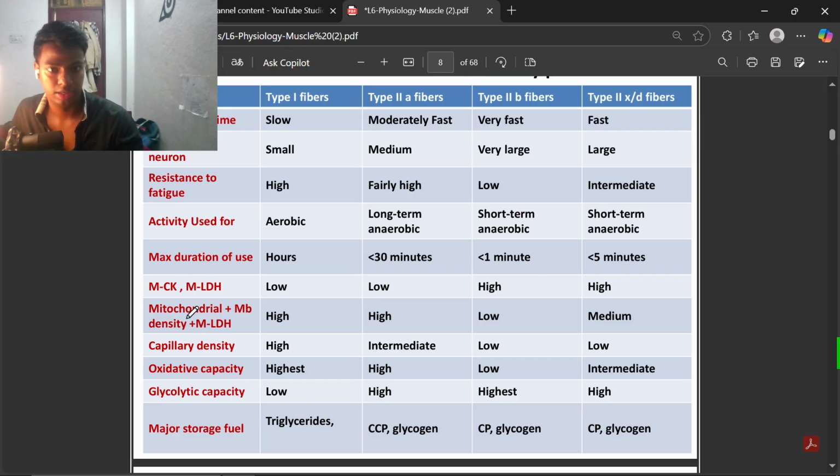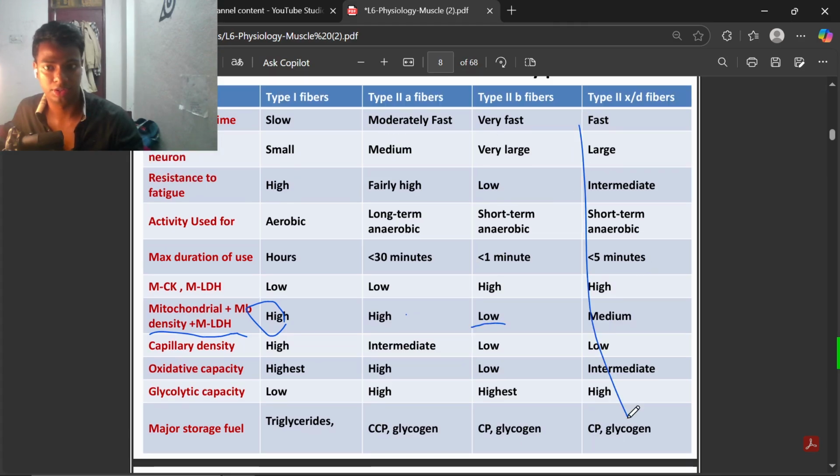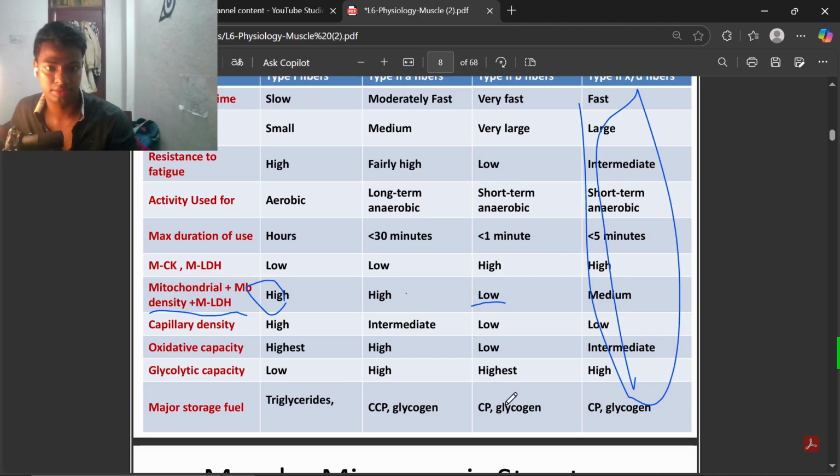Then mitochondrial density, of course, we have studied. This is high because mitochondria deal with oxygen, but this is not. I don't know about this one, I have to study this. Oxidative capacity, of course, is low. Glycolytic is the highest because they need high glucose.